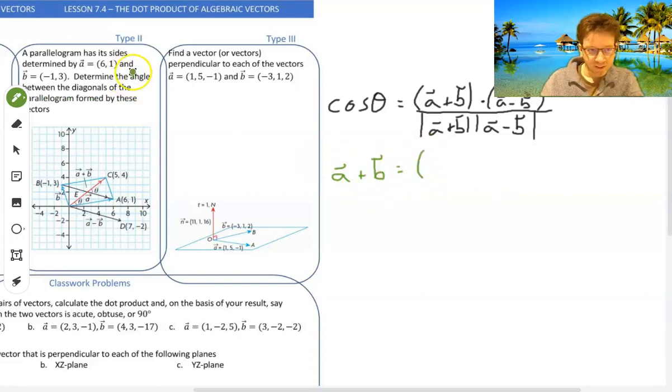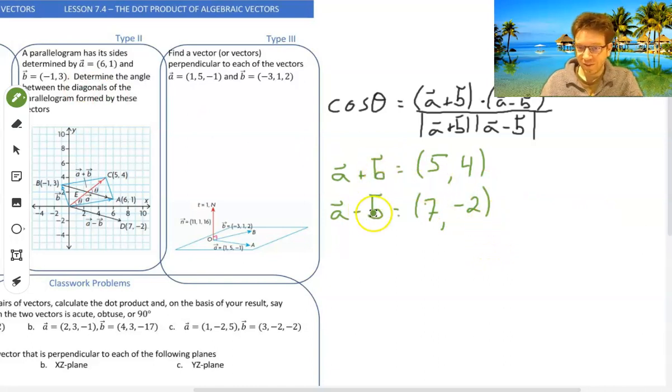We've done this before. So 6 plus negative 1, so we're going to get 5. And 1 plus 3 gives us 4. We can do the same thing for A minus B. We have 6 minus negative 1, so that's going to give us 7. And 1 minus 3, so that's going to give us negative 2.